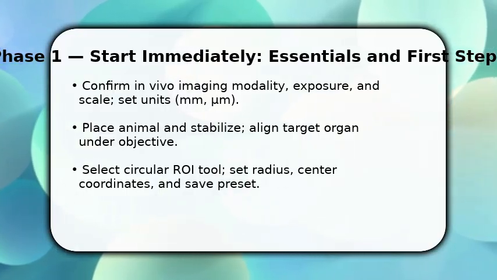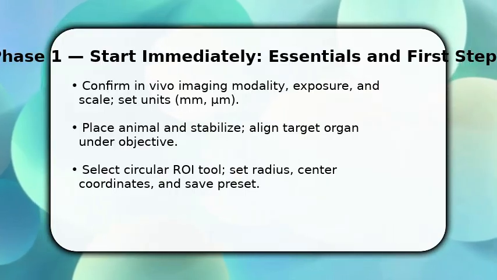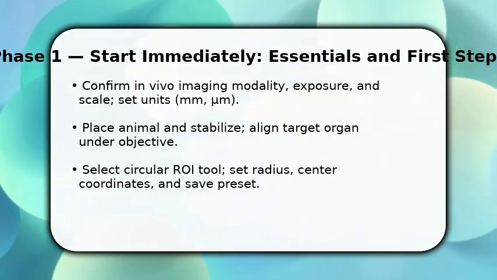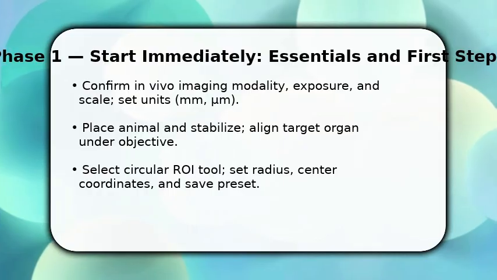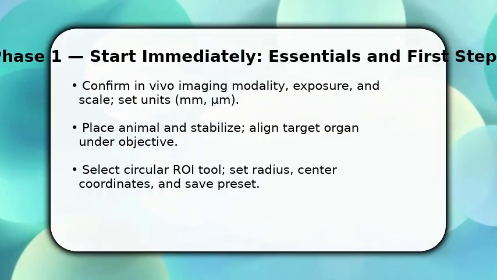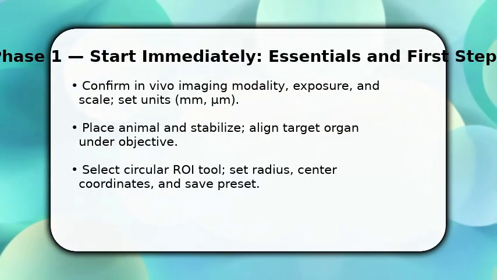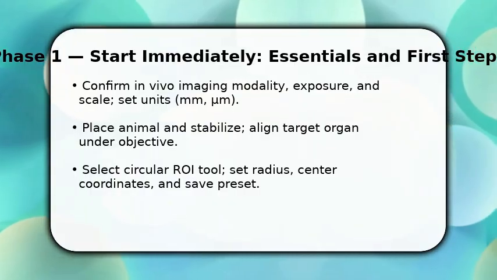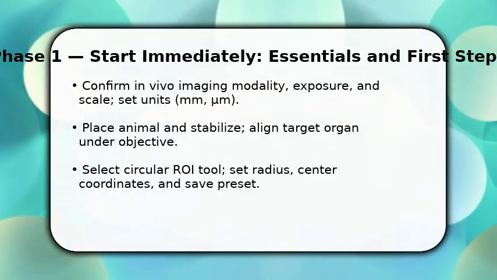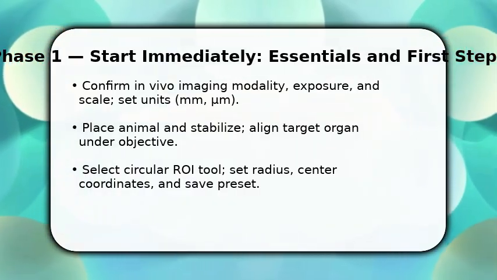Next, open the circular ROI tool and place the circle exactly over the region of interest. You choose radius using known anatomy in mm, then save that circle as a preset so you can reproduce it across frames. This ensures consistent sampling and reduces bias later when you compare time points.